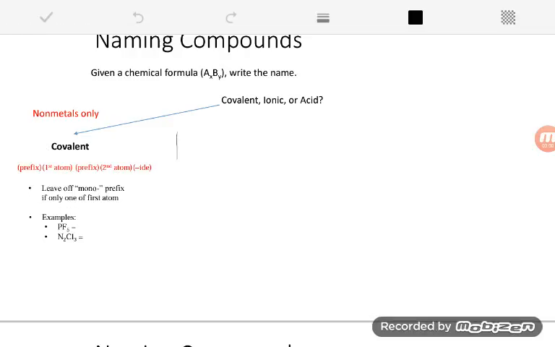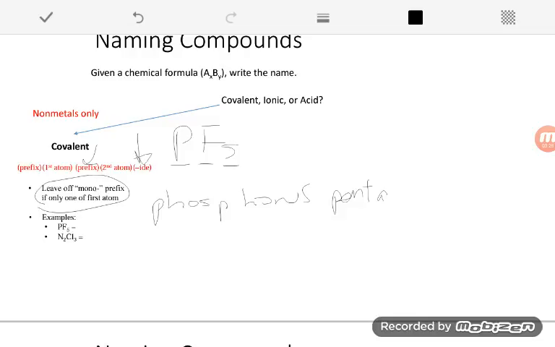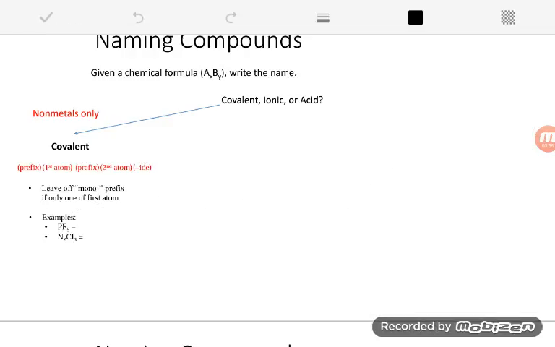Let's look at some examples. So our first example is PF5. So the first atom is phosphorus. We only have one of it, so because it's that first atom, we're not going to give it a prefix. So we're just going to write down its name, phosphorus. Second atom, we have 5 of it, so we use a prefix. The prefix for 5 is penta. And then we just name him, changing the ending to IDE. So instead of fluorine, I'm going to write fluoride. Phosphorus pentafluoride.